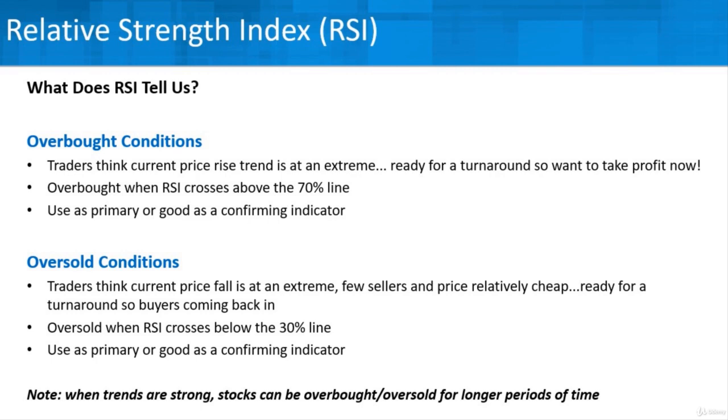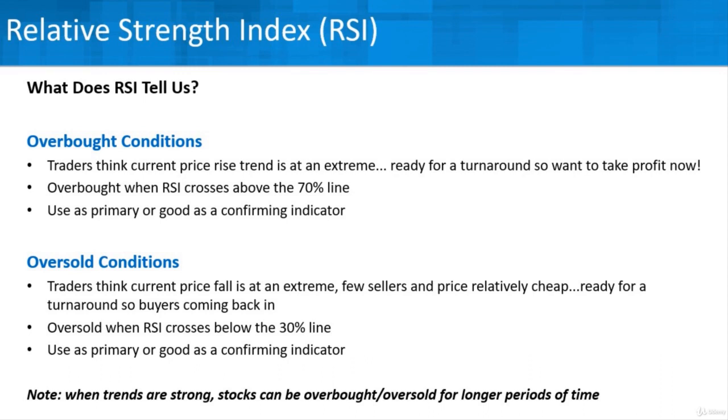Oversold conditions would be kind of the exact opposite. Traders think the current price has fallen to an extreme. It's gone way too far. There are few sellers right now, and the price is relatively cheap, and people are not willing to sell anymore. They just think it's gotten way too low. So it might be ready for a turnaround in terms of going back up. So buyers are starting to come back in, and as it starts to go back up, even more buyers will come back in. Particularly if a trend forms, you'll start seeing a lot of buyers coming in and really drive that price up.